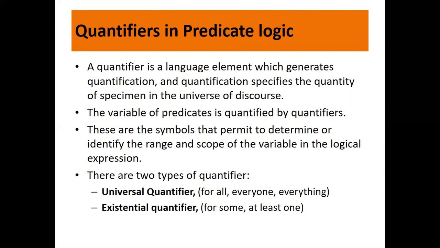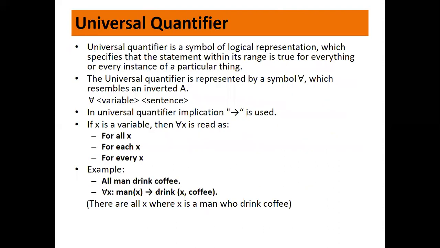We have two types of quantifiers, universal quantifiers. So what do they represent? For all, everyone, everything, right? Then you have existential quantifiers. They represent for some, at least one, or one of them. So let us look at them. Universal quantifier. So what is a universal quantifier? A symbol of logical representation which specifies that the statement within its range is true for everything or every instance of a particular thing. What is important here?